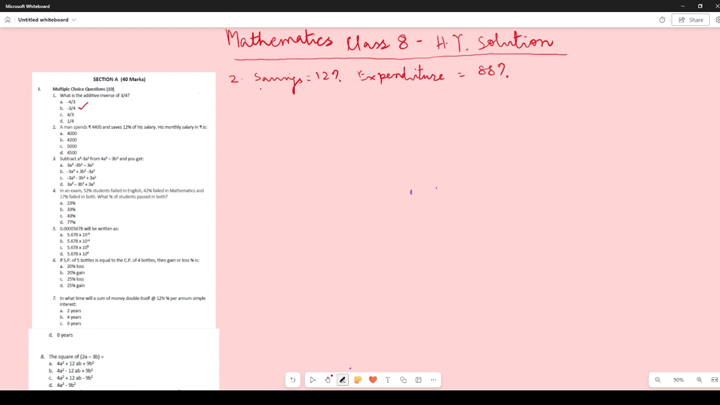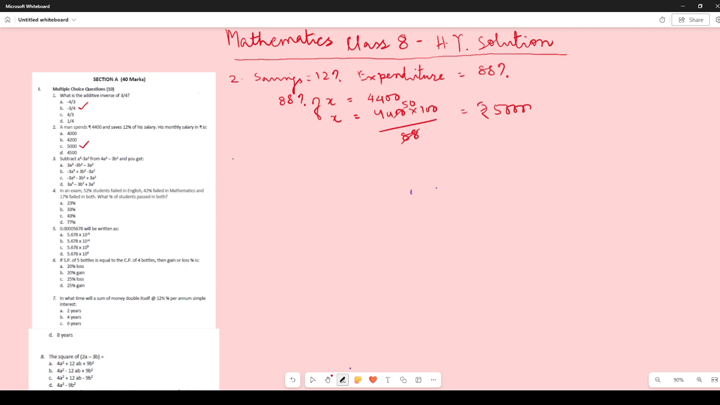So 88% of his total salary is equal to 4,400 rupees, right? So his total salary will be 4400 into 100 by 88. 88 goes 50 times, and we get his total salary as rupees 5,000. So the correct option will be option C. Right. Now let us come to question number 3.